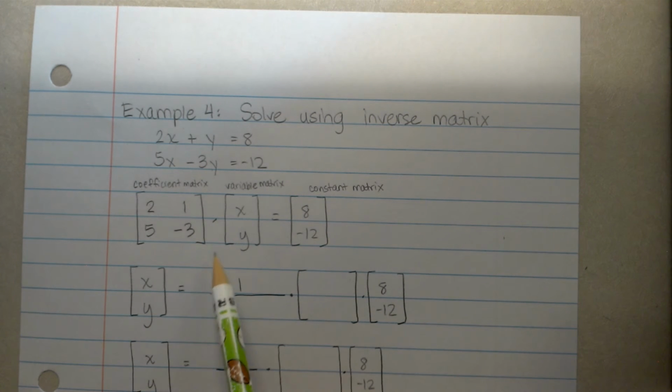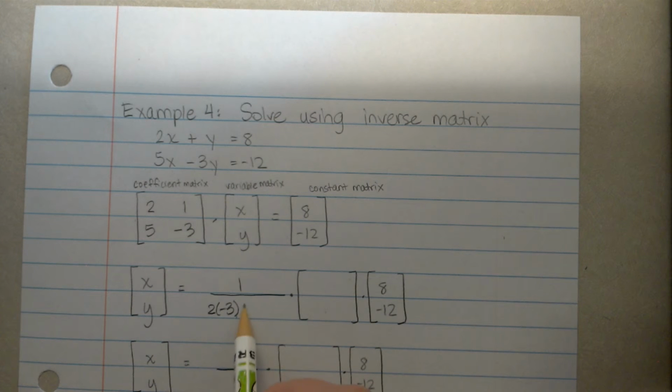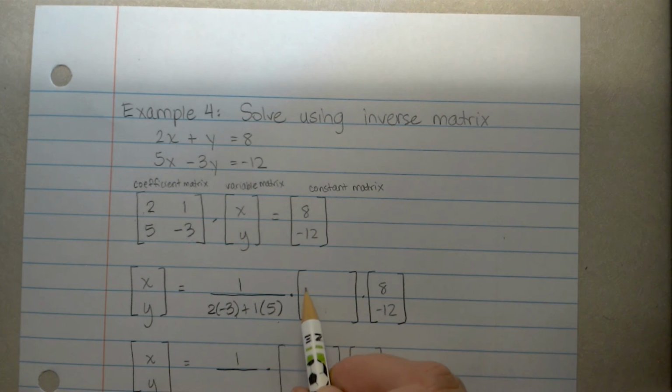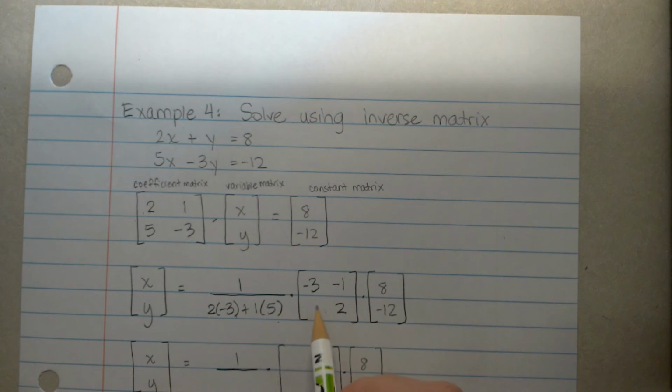Okay, so what did we say before? I can't divide by this matrix in order to solve for x and y, but I can multiply by its inverse. If I multiply this side by the inverse, it cancels. If I multiply this side by the inverse, that's what I'm going to do over here. So it's 1 over the determinant. The determinant is 2 times negative 3 plus 1 times 5. Remember the determinant, that's the determinant. Remember my A and my D switch places, and my C and my B switch signs.